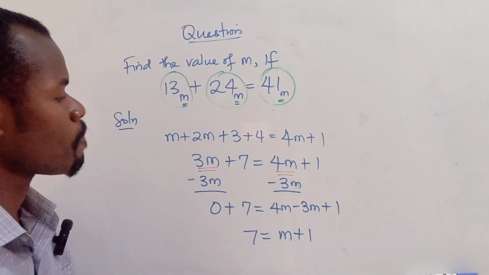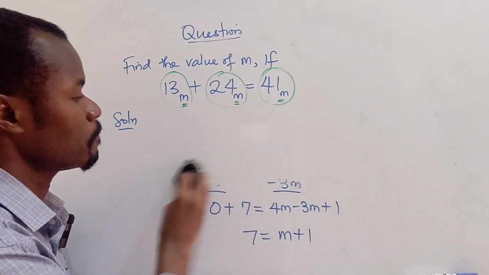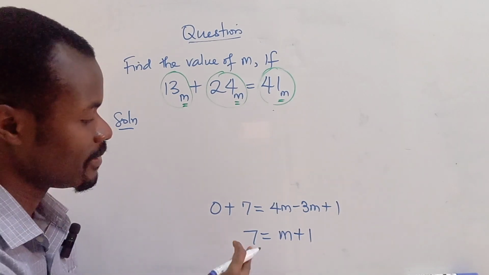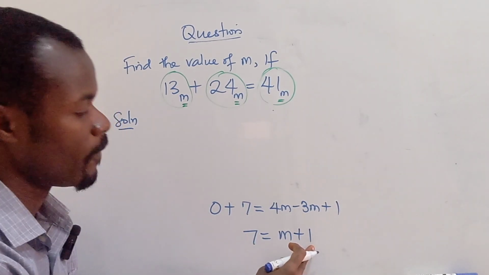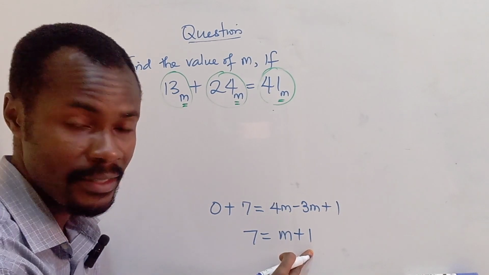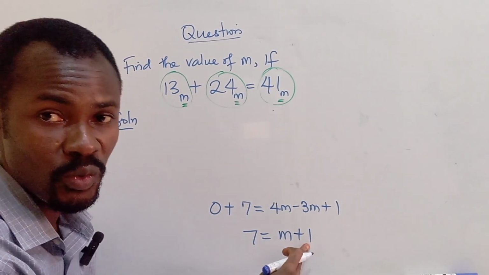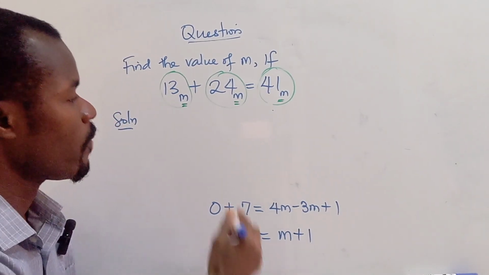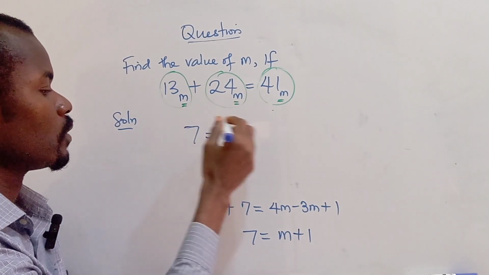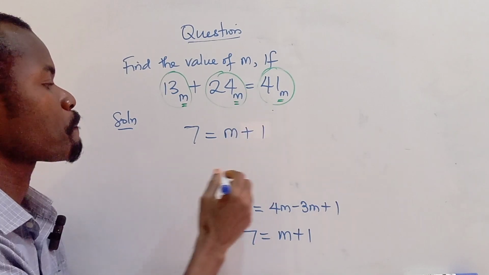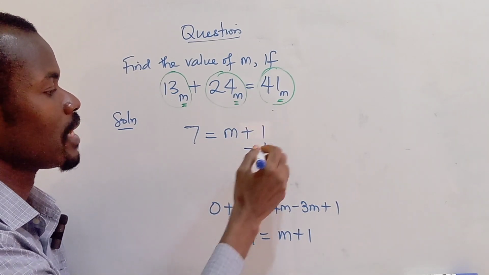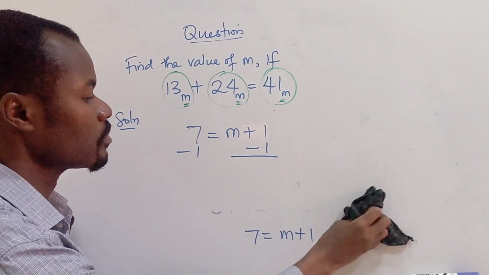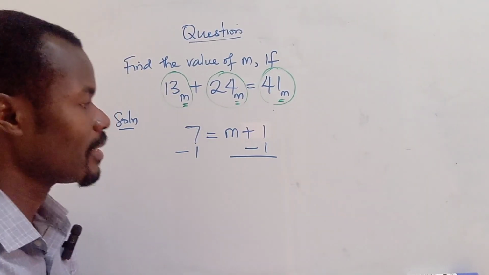All right. Now we have 7 is equal to n plus 1. Now we still have to collect like terms. 7 and the 1 are alike, so we are going to regroup. So we have 7 is equal to n plus 1. All I'm going to do is subtract 1 here, and I'm also going to subtract 1 here. So let's see what that gives us.